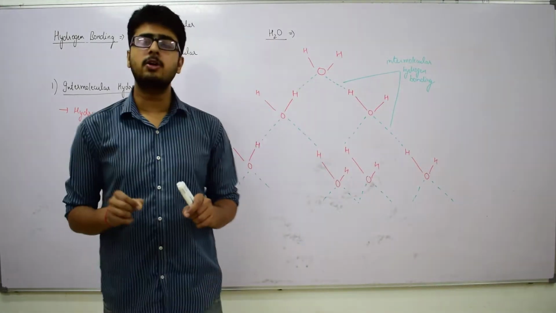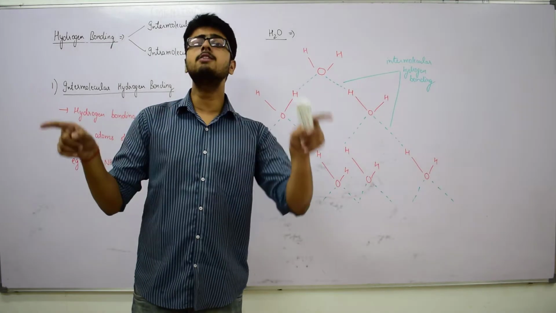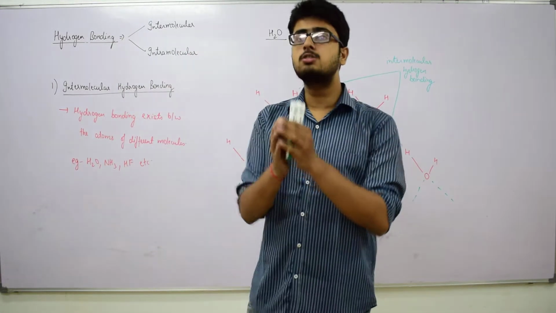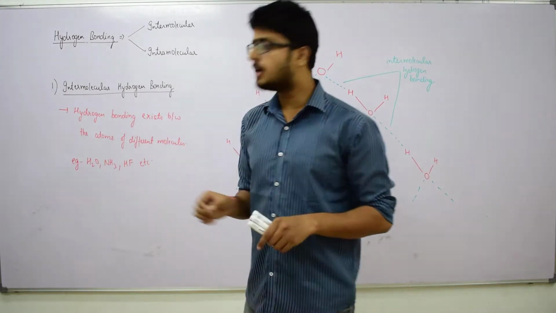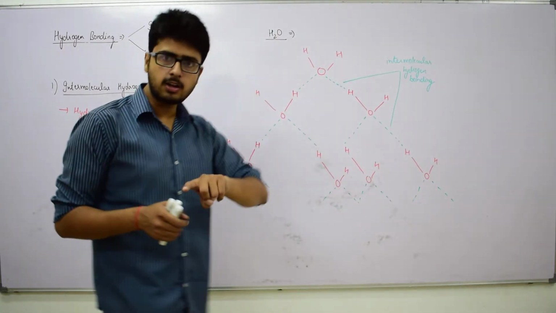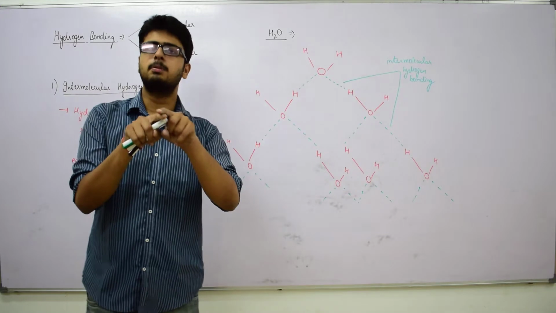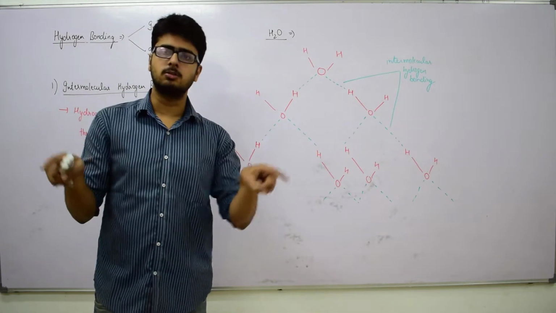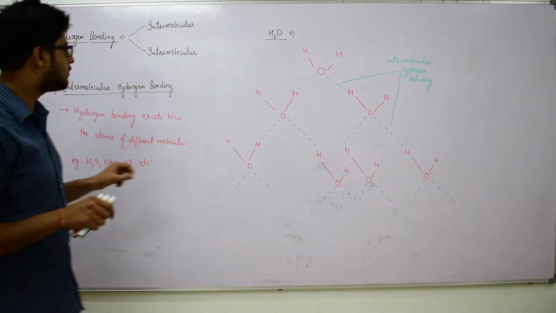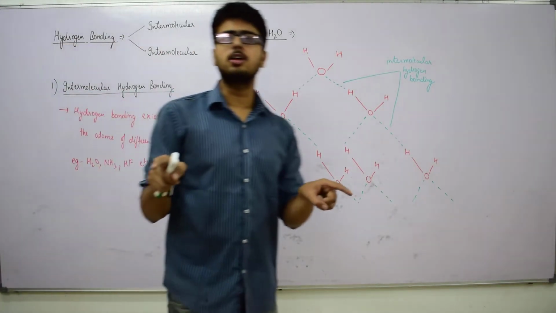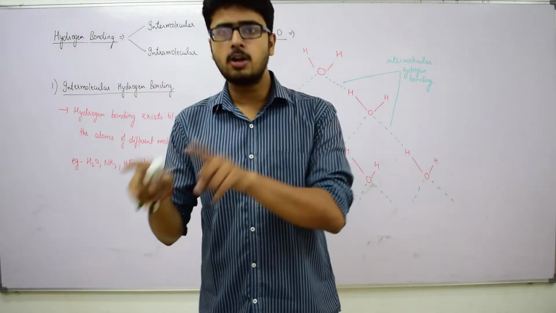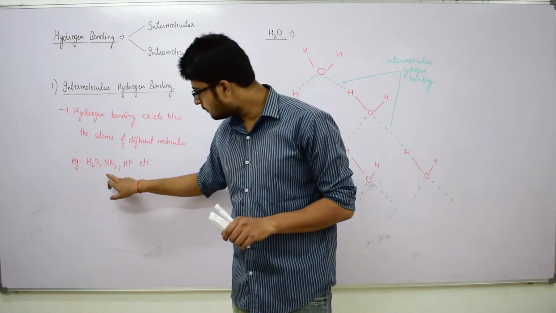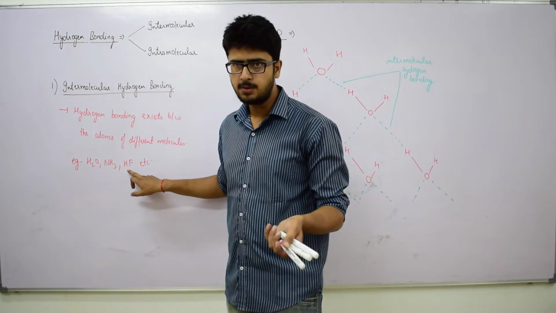When the hydrogen bonding exists between two different atoms of two different molecules, when the molecules differ, this type of bonding is called intermolecular hydrogen bonding. Inter means between and molecular means between two molecules. When the hydrogen bonding is formed between two different molecules, it is called intermolecular hydrogen bonding. For example, water, ammonia, HF, etc.